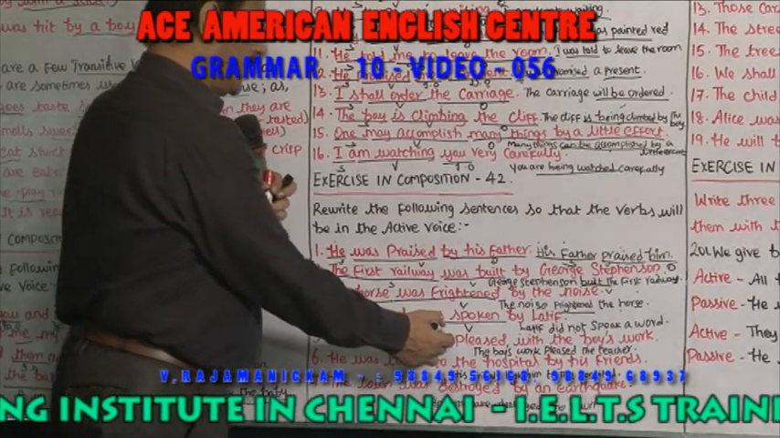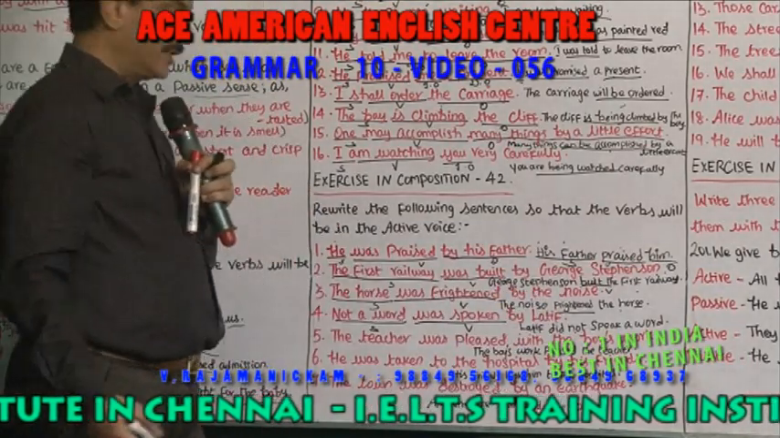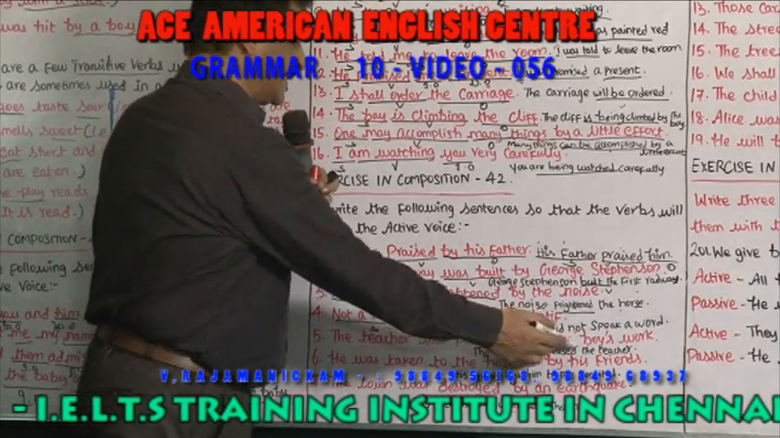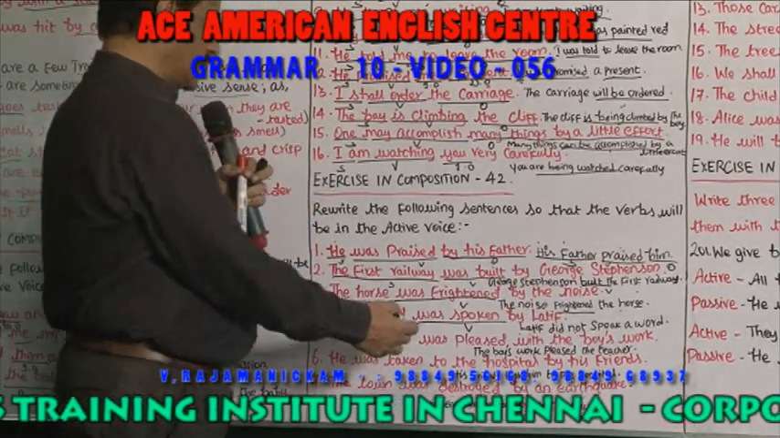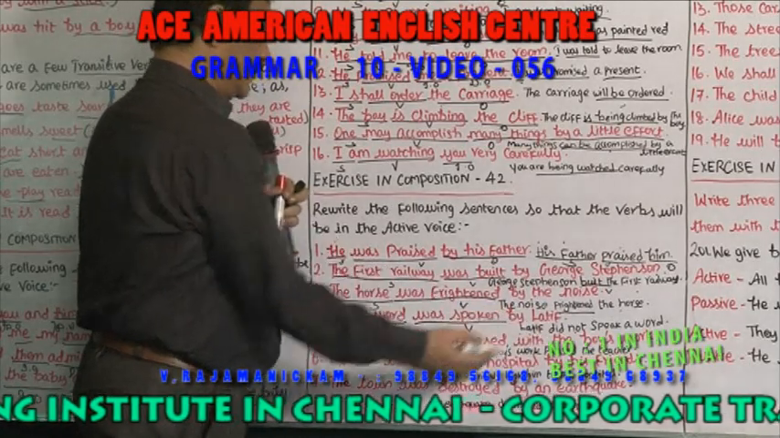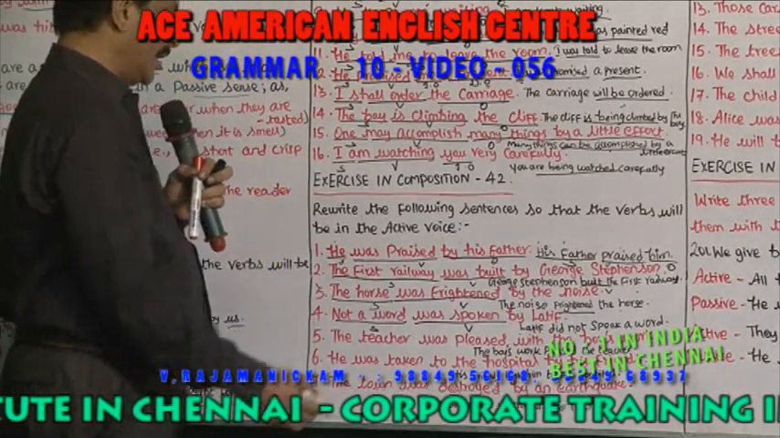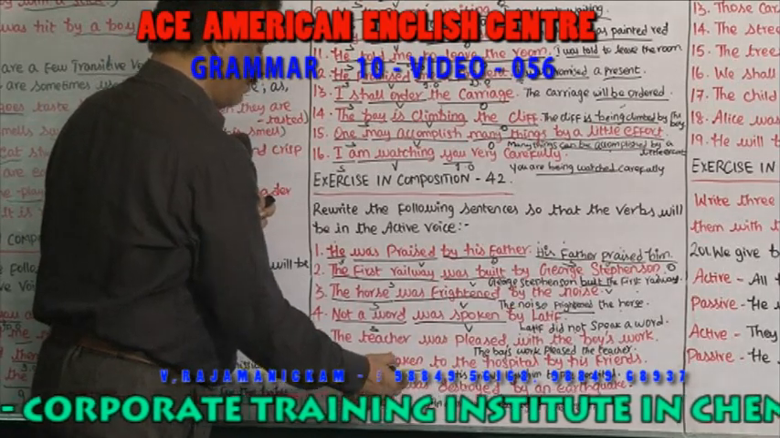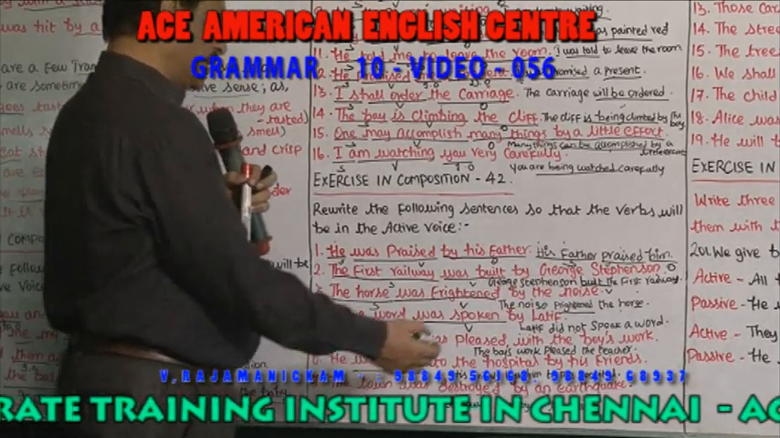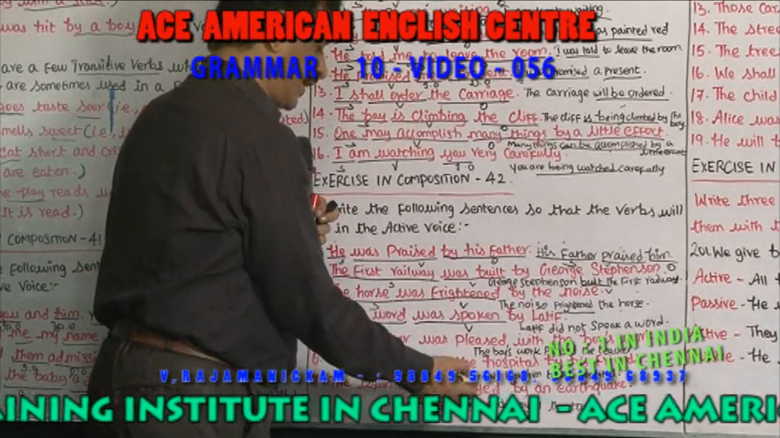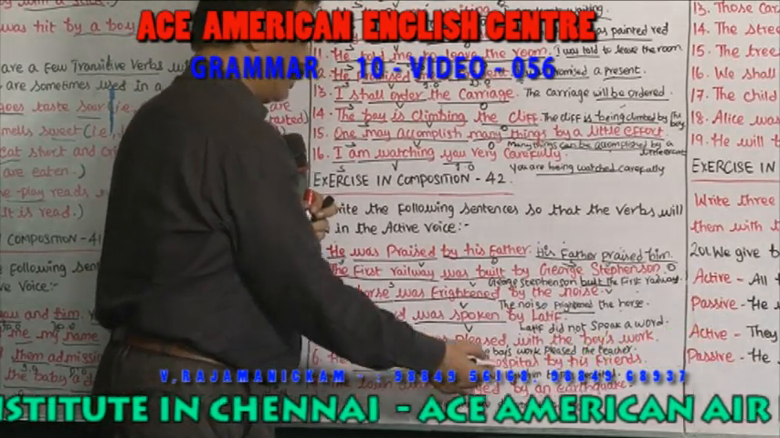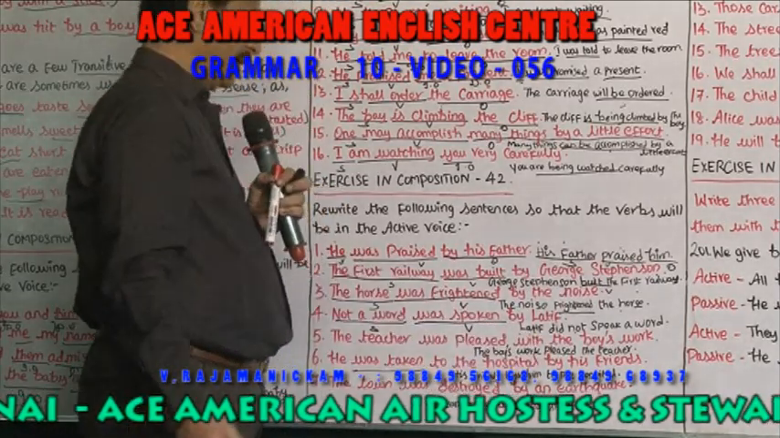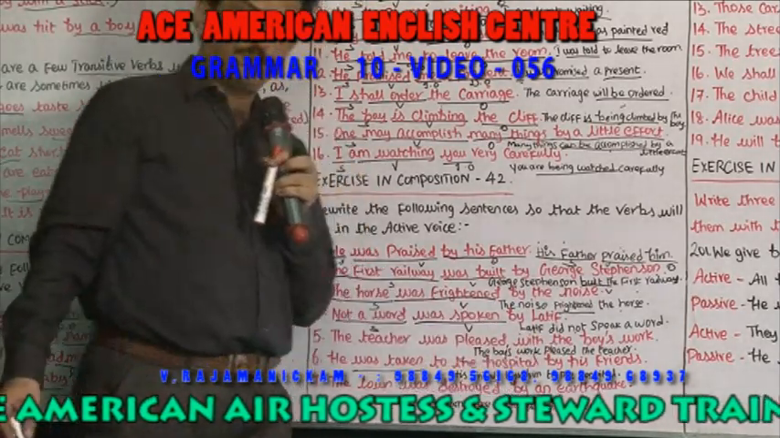The teacher was pleased with the boy's work. In passive voice, was pleased. So the boy's work pleased the teacher. So was pleased changes into pleased in active voice. He was taken to the hospital by his friends. Was taken is the verb in passive voice. So his friends should come forward here. His friends, and was taken should be in the past tense. Took. He changes into him here, to the hospital. His friends took him to the hospital.